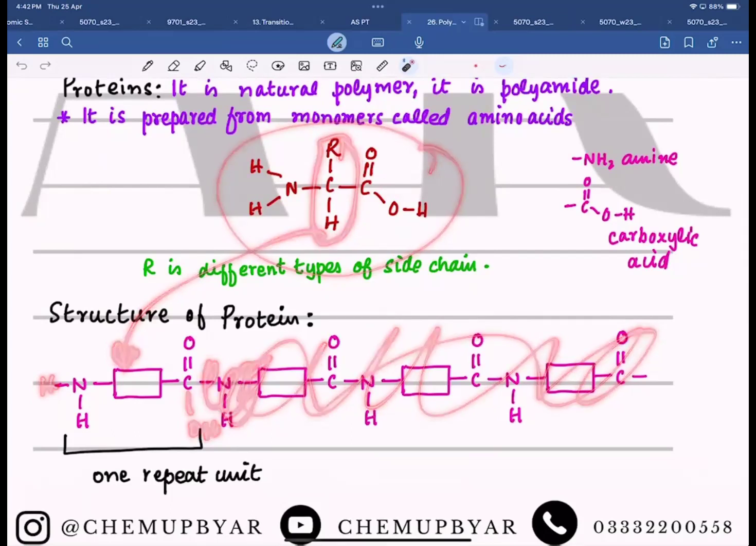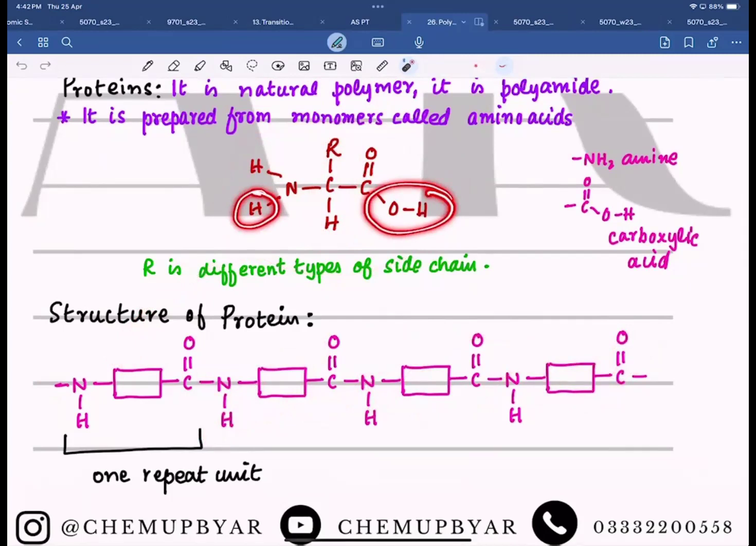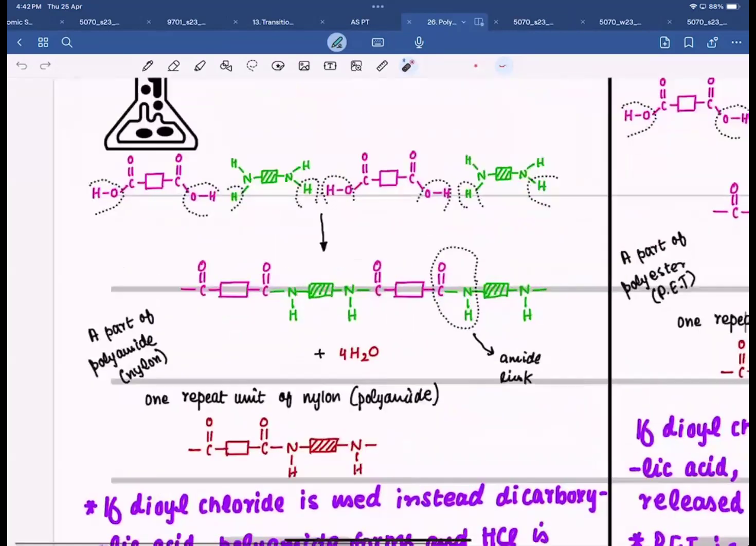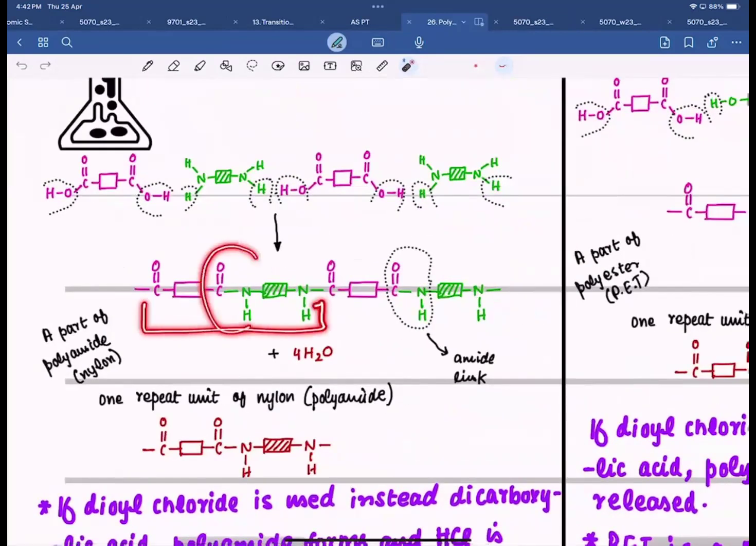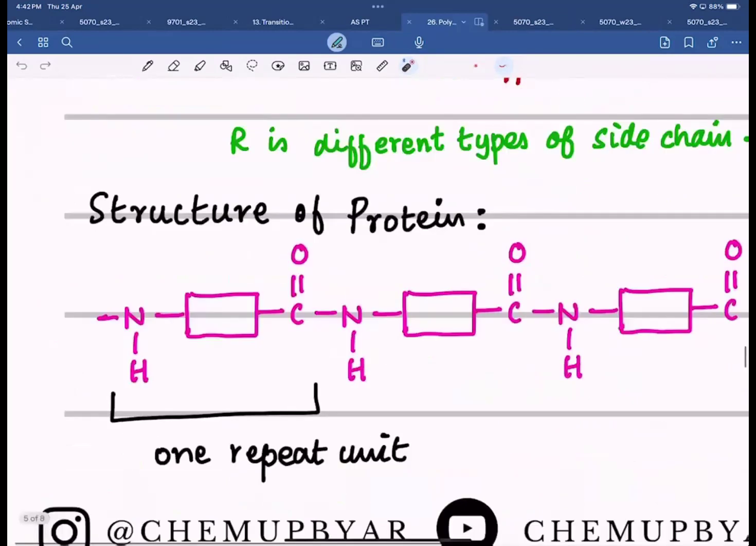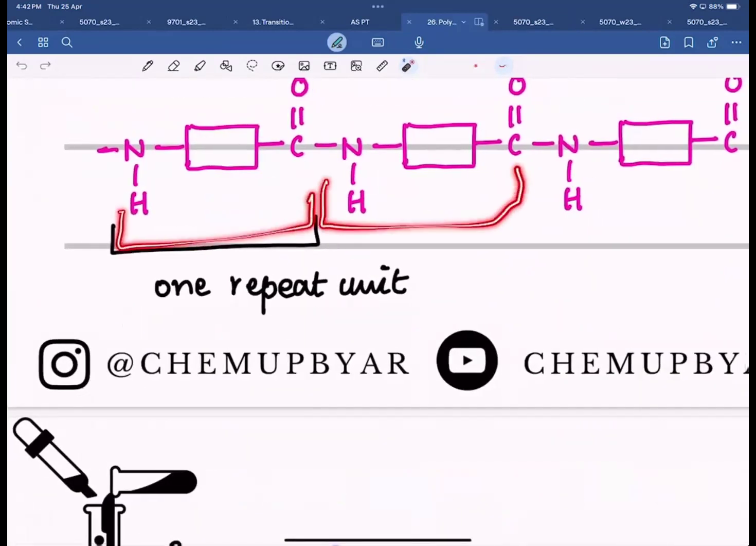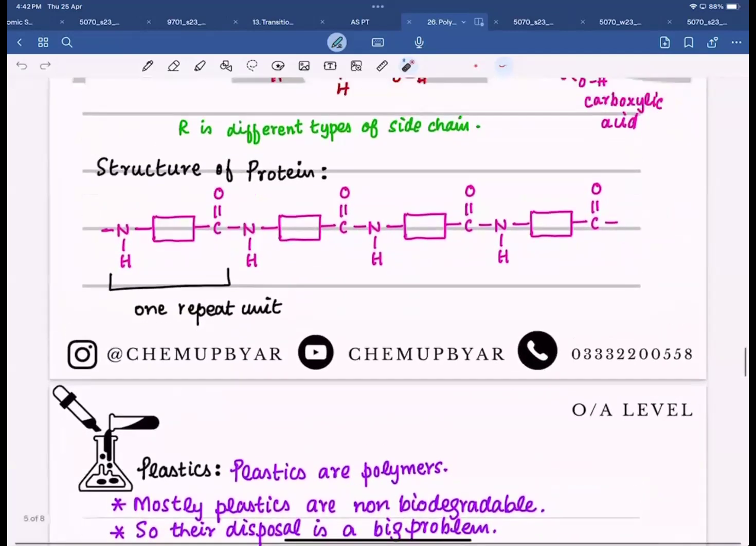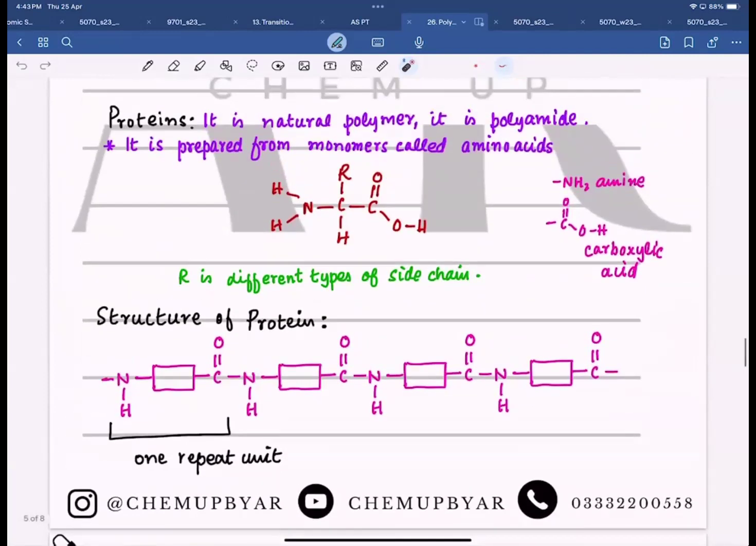Yeah, obviously, because from here the hydrogen is released and the OH is released, and that's why this carbon is bonding with the nitrogen of the other monomer. Is it clear now? Yes, sir. The only difference is that over here, the repeat unit is long and it also contains the amide link in it, because from here the repetition starts. But over here, the repetition just starts from here and the repeat unit is very small. Is this clear?